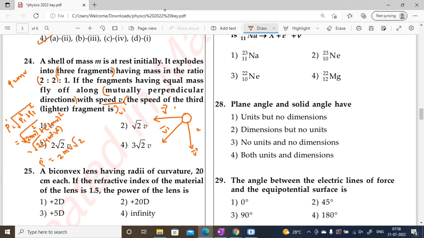So that is mv dash, expanding this resultant momentum, mv dash equals 2mv root 2, and m gets cancelled, and the resultant v dash will be simply 2 root 2 into v. That's all. 2 times root 2 into v. Right? So the option will be 3. Yes, I'm making it very simple. I'm not making it very complex.